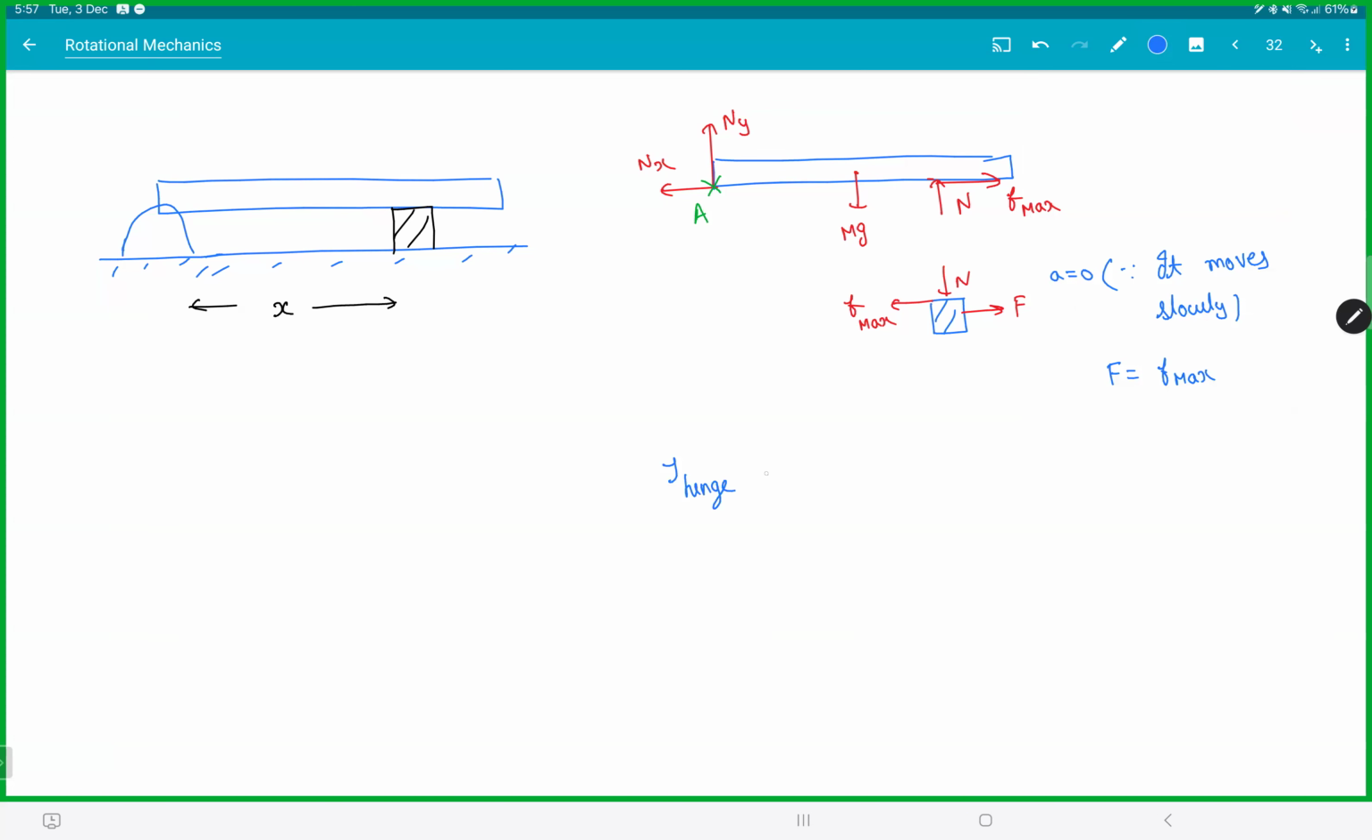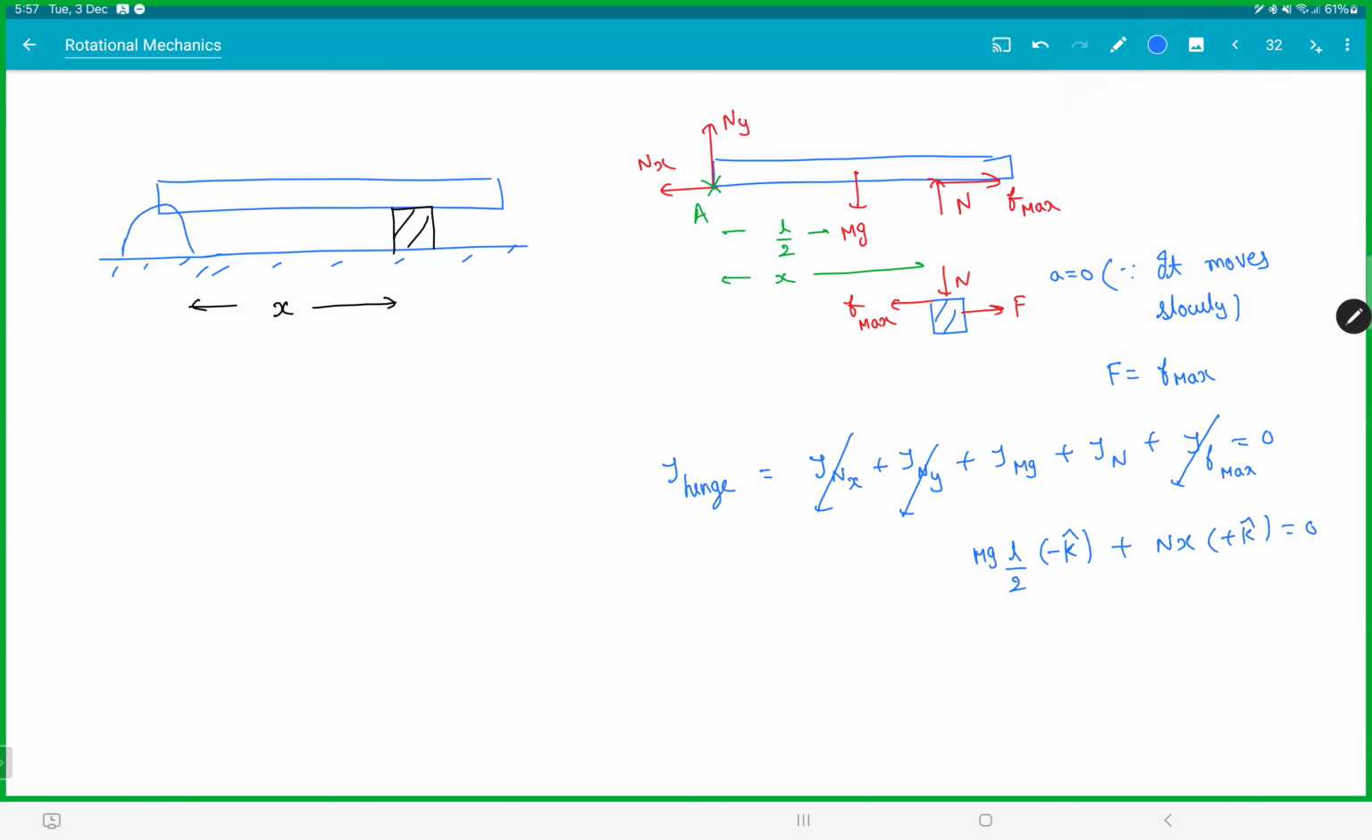If we take torque about the hinge, we have torque due to Nx, Ny, Mg, N, and friction. The torque due to friction is 0 because the plank is always at rest. Nx is 0, Ny is 0, and F is also 0 because all these three forces pass through the hinge. This distance is L by 2 and this distance is x. So the torque balance is Mg L by 2 minus N into x equals 0.